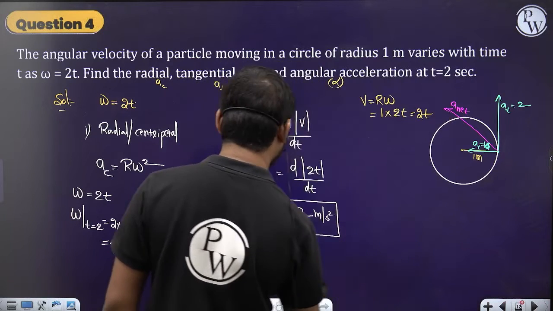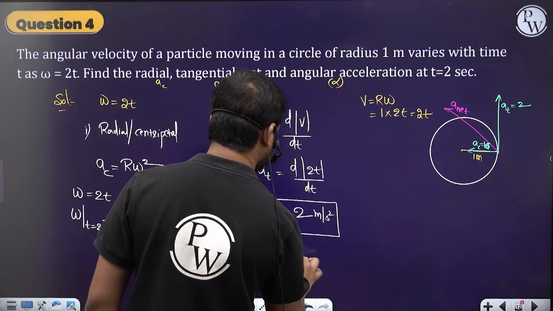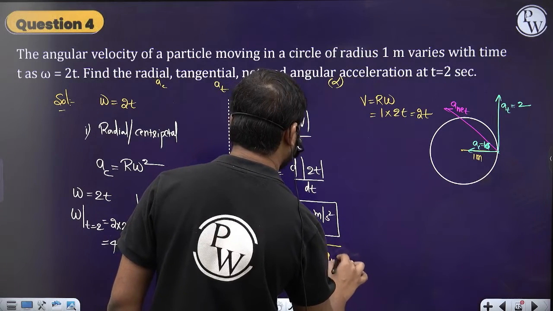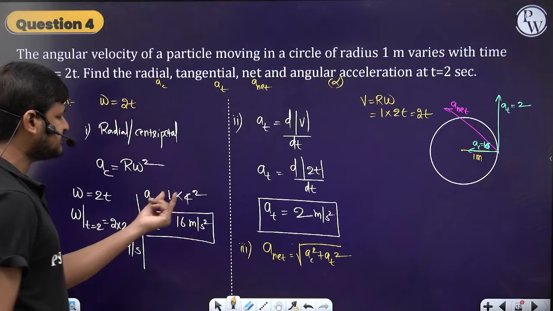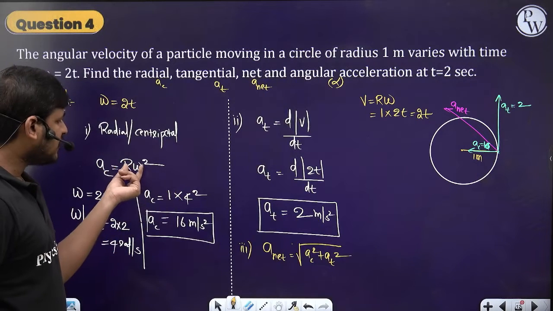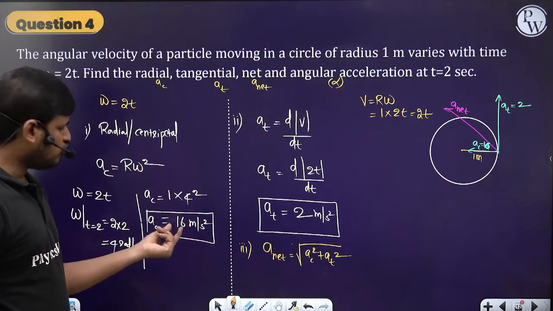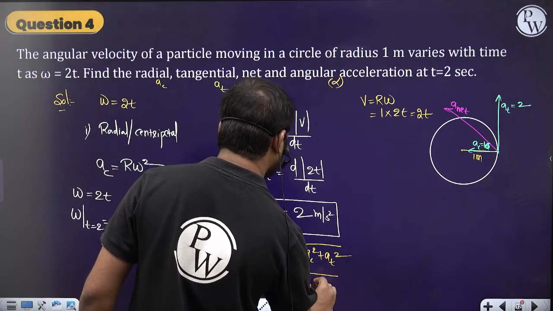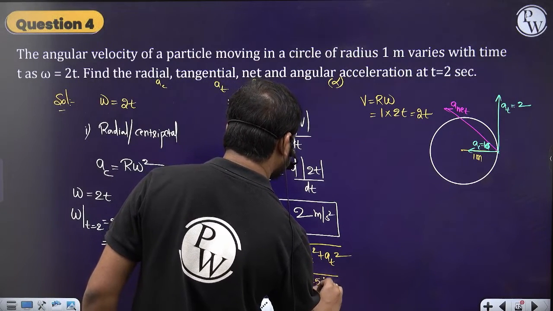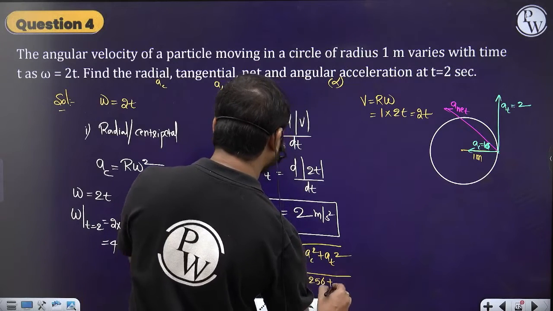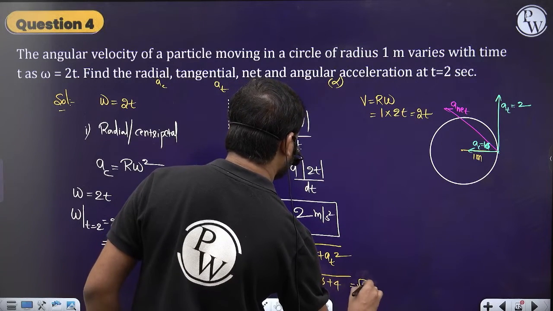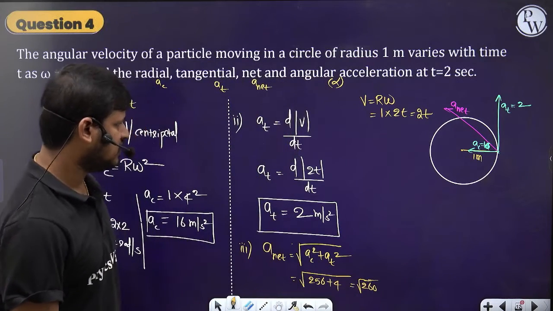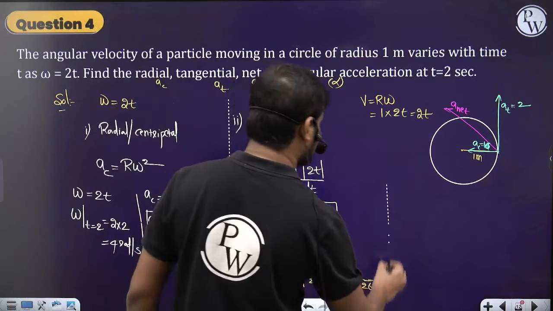A net is equal to square root of AC square plus AT square. Here R omega square, right? R is 1. Omega is what? 4. 4 square is 16, right? So here square root of AC square, 16 square, which is 256, plus AT 2 square, 4. So which is nothing but root 260. This is root 260 meter per second square. That's the net acceleration. So now what else did they ask?